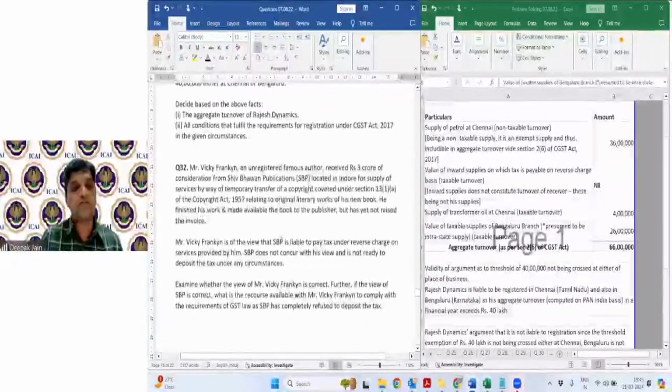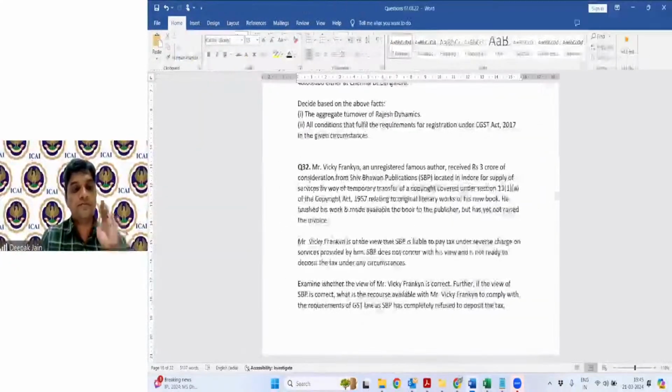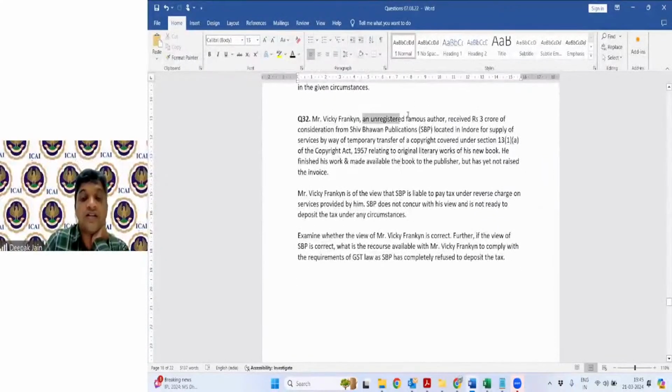Okay, question number 32. Mr. Vicky Franken, an unregistered famous author, received rupees 3 crores of consideration from Shiv Bhavan Publications, which is located in Indore, for supply of services by way of temporary transfer of copyright covered under Section 13(1)(a) of the Copyright Act relating to original literary works of his new book. He finished his work and made available the book to the publisher, but has not yet raised the invoice.